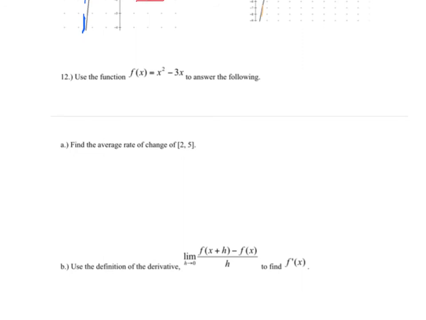The average rate of change is f of b minus f of a all over b minus a. So we need to plug in 5 for x. We get 25 minus 15 is 10. Plug in 2. 4 minus 6 is negative 2. All over 3, which is 12 over 3, or 4.